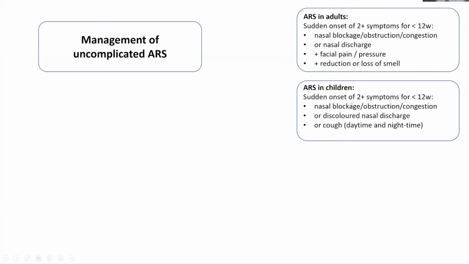In kids, we tend to rely more on objective symptoms or objective measurements because obviously the history taken can be somewhat limited. So we'll be looking for obstruction, congestion, obviously, and then discolored discharge and presence of cough.